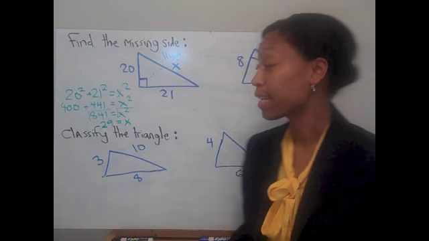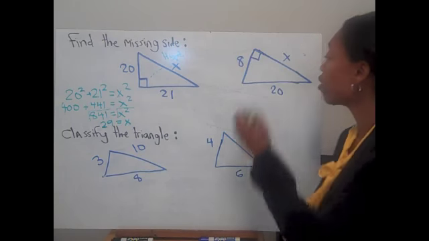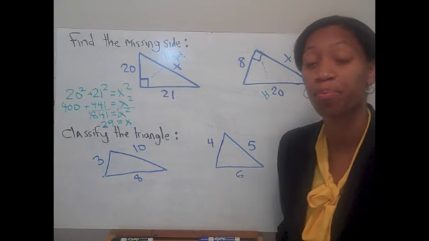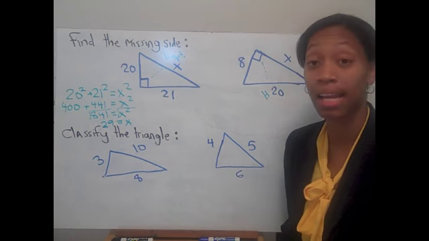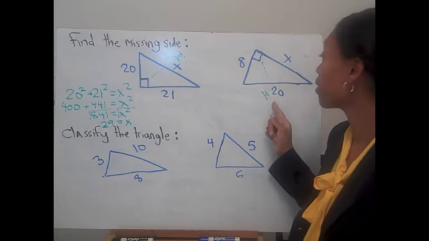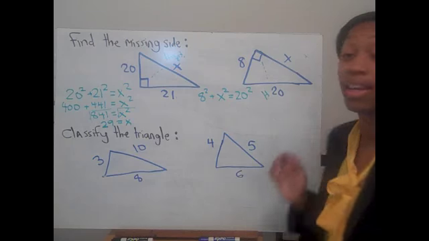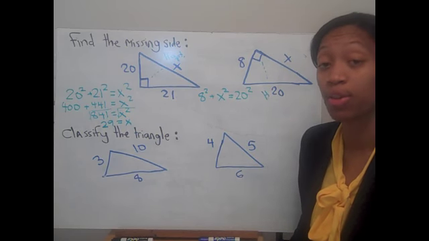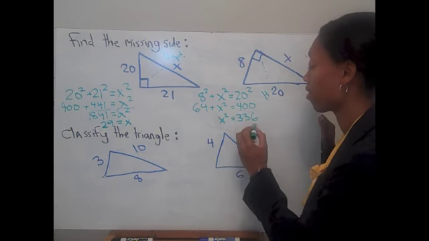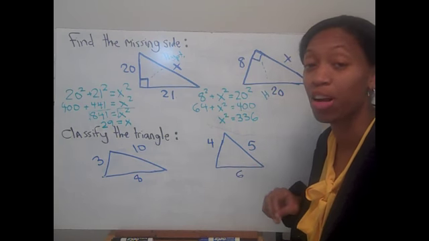Okay, so in this next example, the triangle is turned in a different way. So the 90 is here, so that means my hypotenuse is down here, the 20. So that means that I can say a squared plus b squared equals my hypotenuse squared. So 8 squared plus x squared equals 20 squared. 8 squared is 64, 20 squared is 400. Subtracting gives me 336. And the square root of 336 is not an even number, that's a decimal.